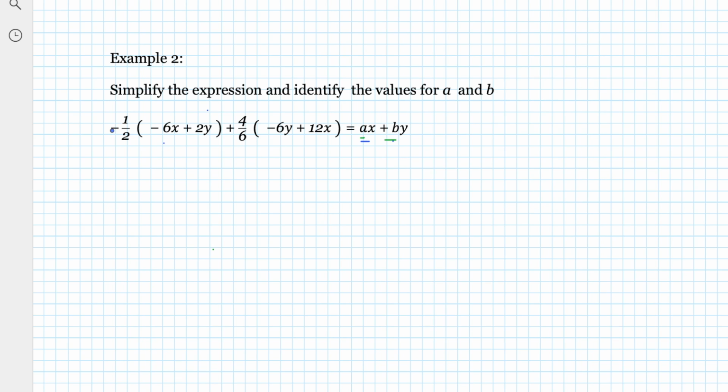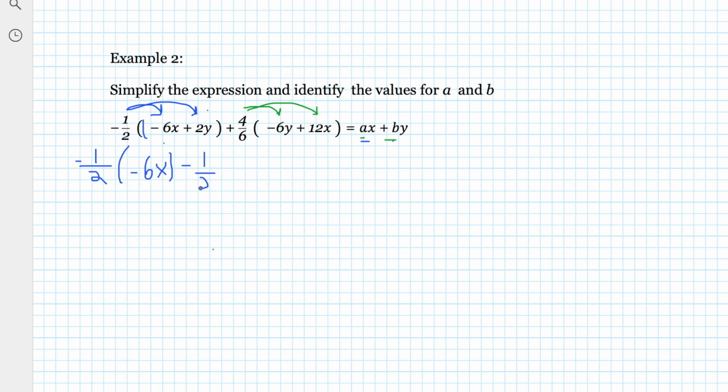And right here we have the expression -1/2 times the quantity, that's where the parentheses come in, -6x plus 2y, plus 4/6 times the quantity of negative 6y plus 12x equals ax plus by. Because I have these coefficients outside the parentheses, I instinctively know to distribute both terms inside of the quantity. Because the coefficient is outside the parentheses, I'm maintaining integrity by leaving it out. And because the 6x is inside of the parentheses, I'm keeping that term in.